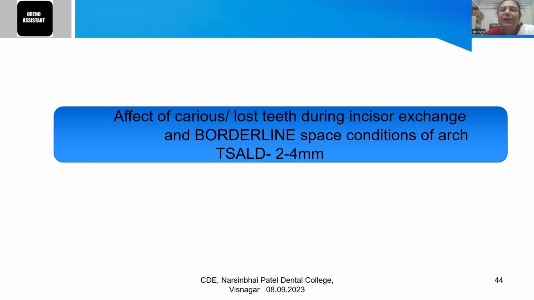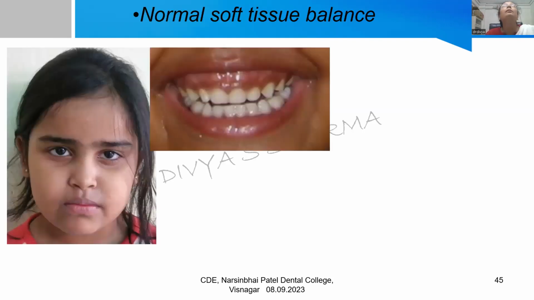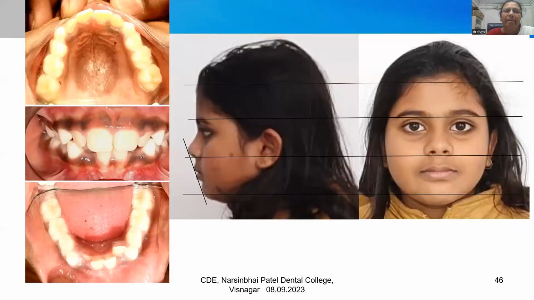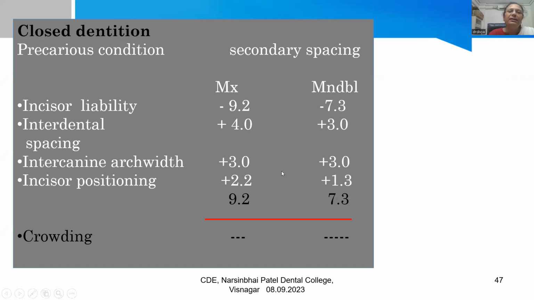Effect of caries and lost teeth during incisor exchange and borderline space condition of the arch, that is TSALT, 2 to 4 millimeter with the wire type, while for the segmental it will be a little different. So this is the norm in the primary arches. Normally, it is closed space arches with a good facial balance. Okay, and they have a flush terminal plane almost always, be it crowded, borderline or severe type. Normal facial balance in the crowded arch. Okay. So how does the incisor exchange take place?